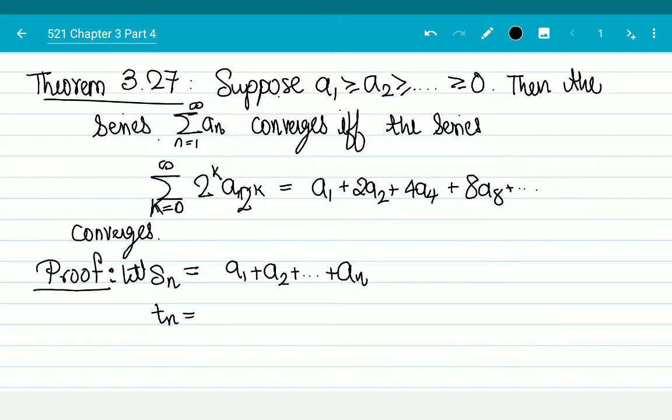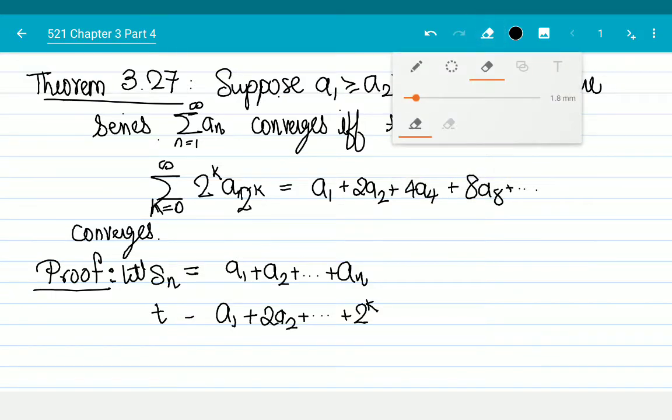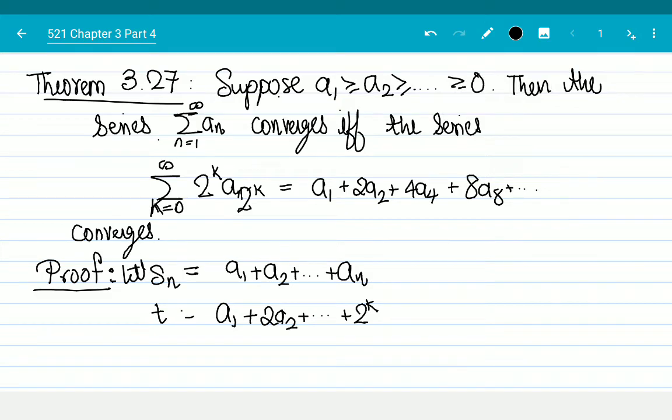be equal to the partial sums of the other one. So a1 plus 2a2 plus dot dot dot plus 2 to the k a2 to the k. Okay.